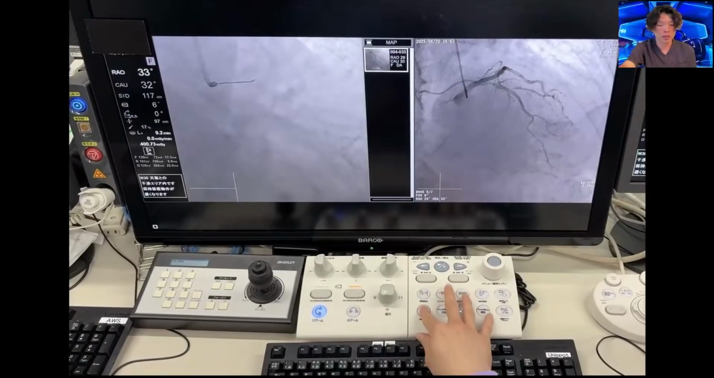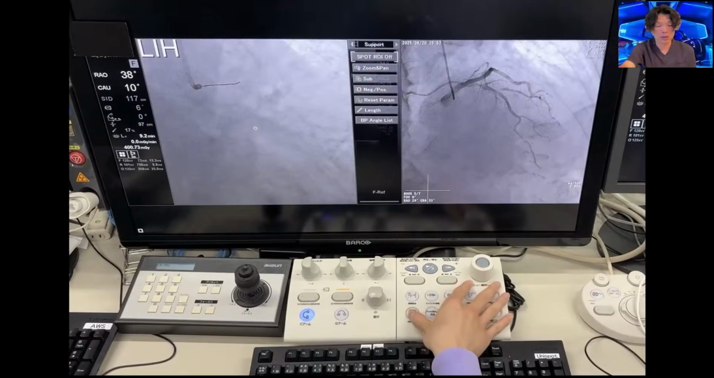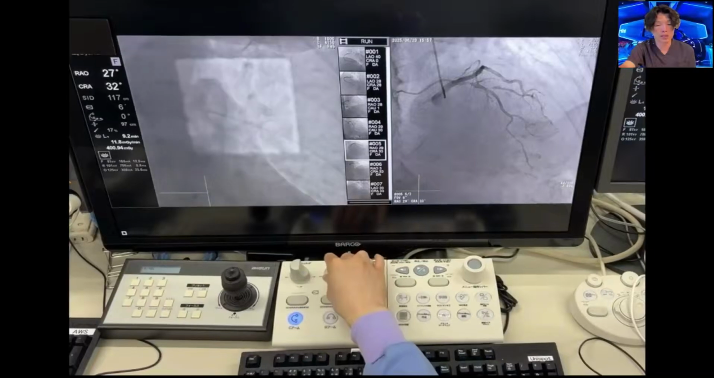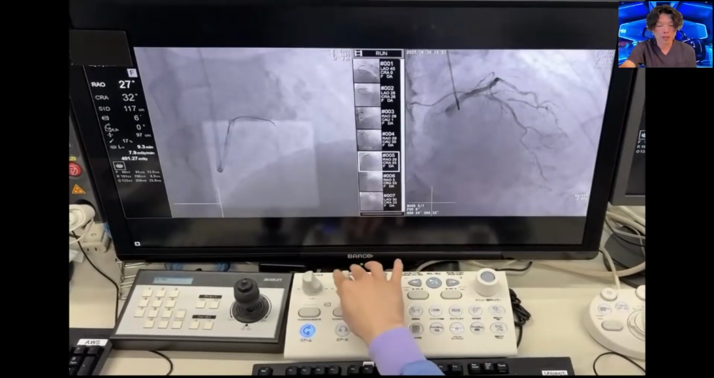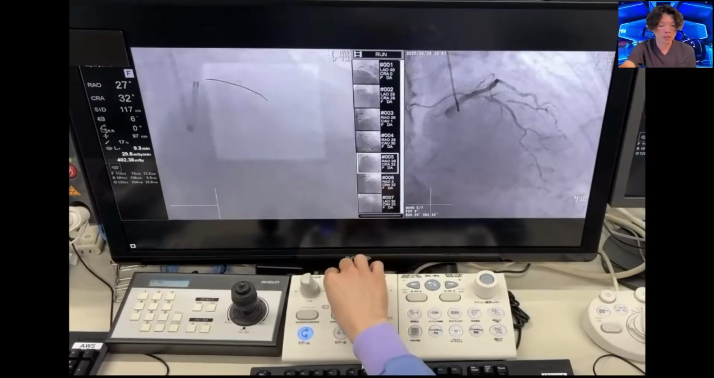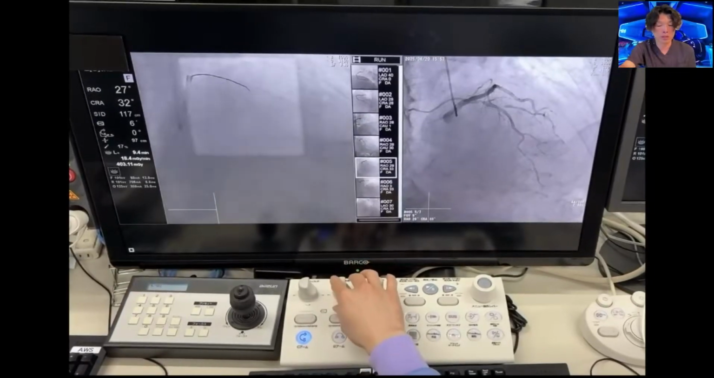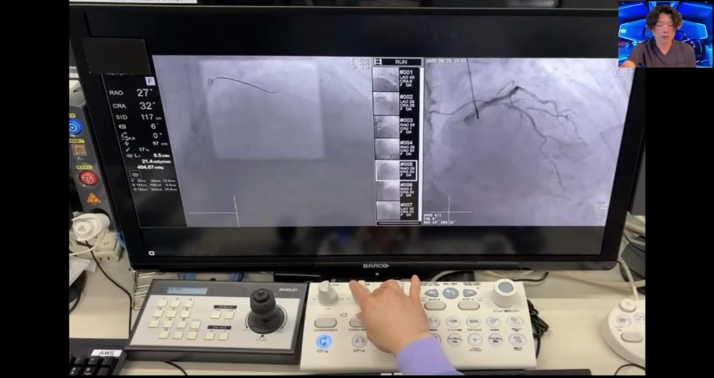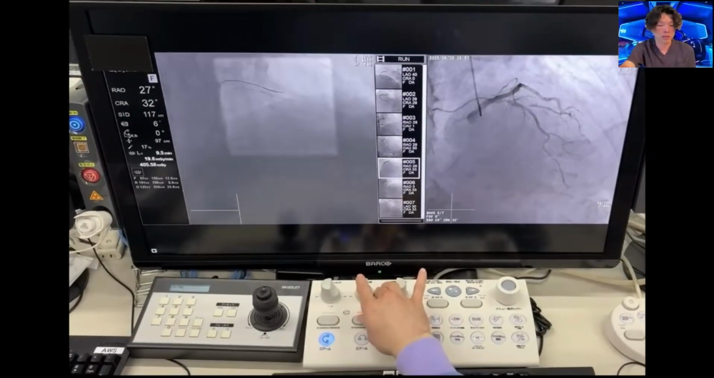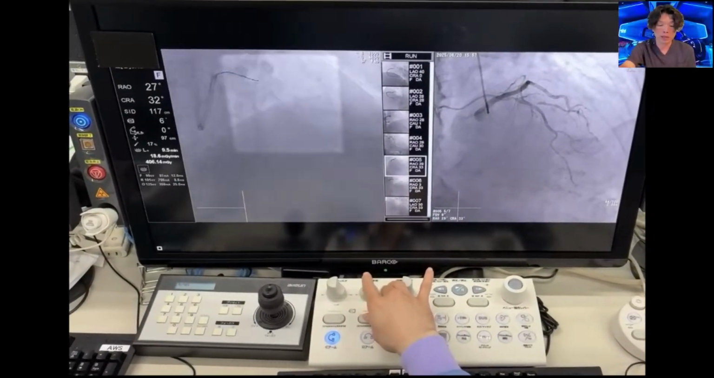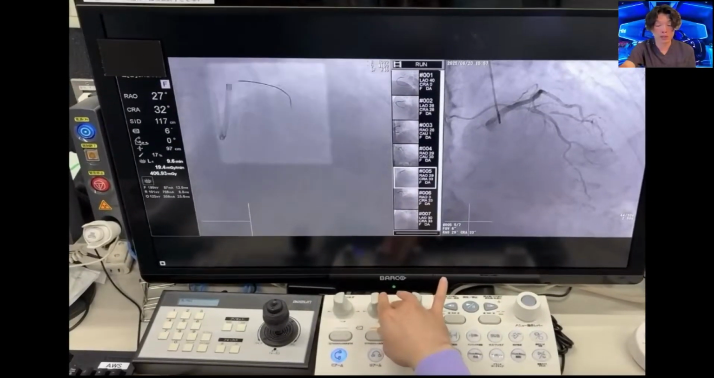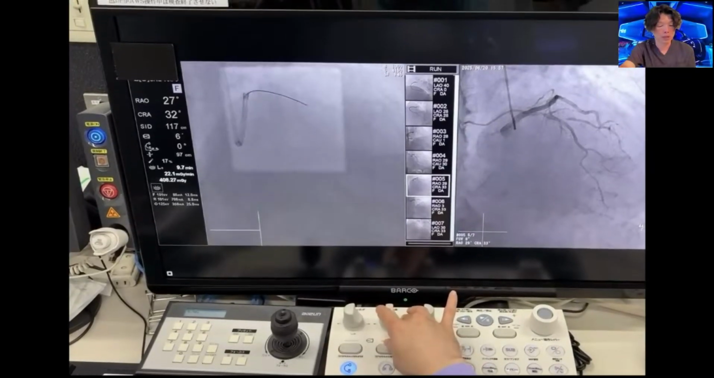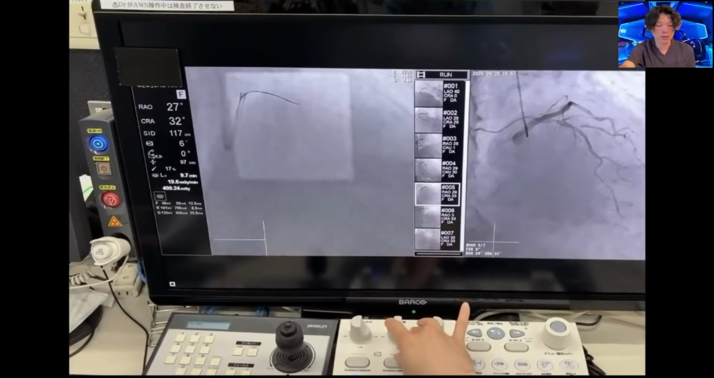In this way, the operator and the radiological technologist perform the procedure while communicating with each other. As they become more experienced, the technologists can adjust the spot ROI in real time according to advancement of the wire, or follow the balloon or stent with the spot ROI, even without a direct instruction from the operator. The assistant in the cath lab can also operate the spot ROI as needed during the procedure.